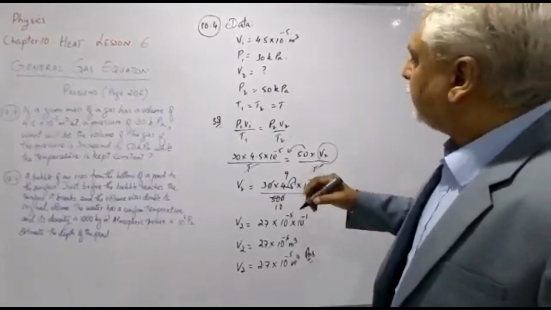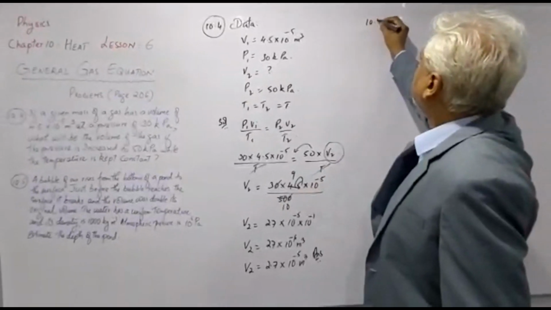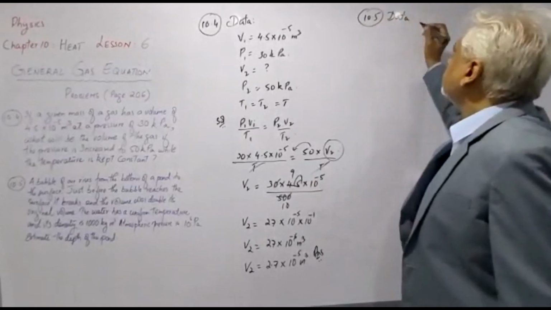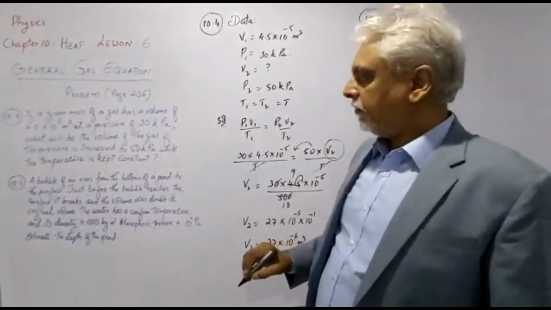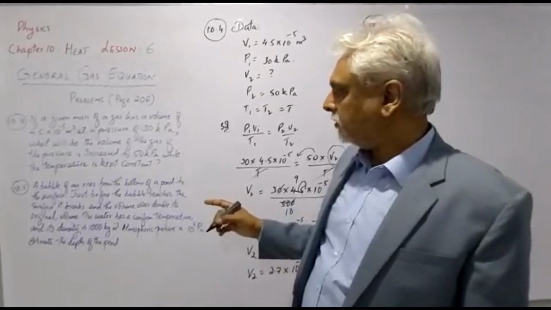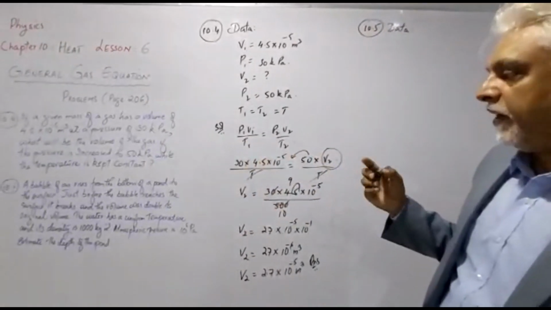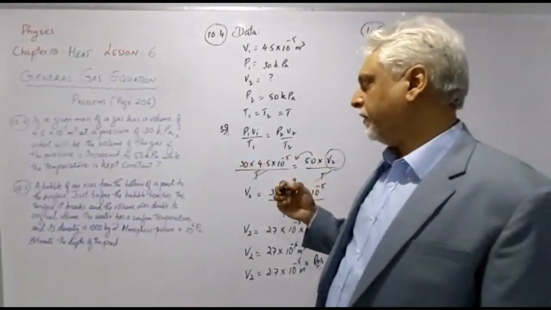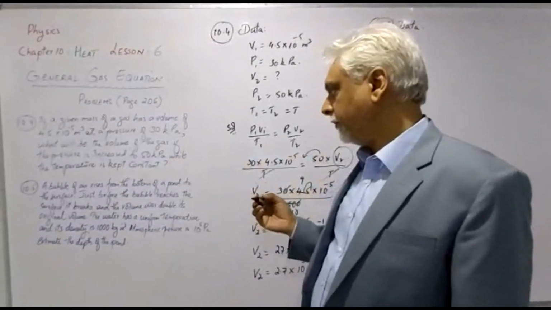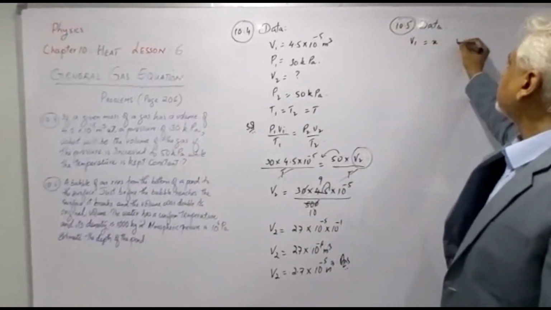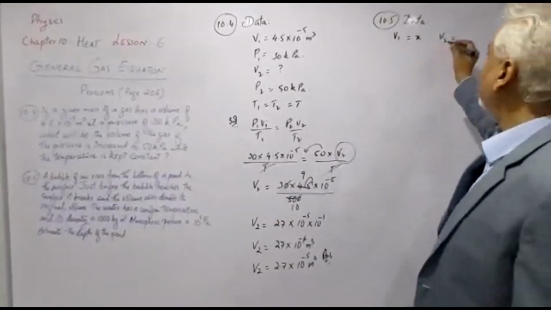Now let's move on to 10.5. Just write down the data of this. It says here a bubble of air rises from the bottom of a pond to the surface. Just before the bubble reaches the surface, its volume is double its original volume. Now let's say the original volume of the bubble is X. So the final volume will be double, that is 2x.